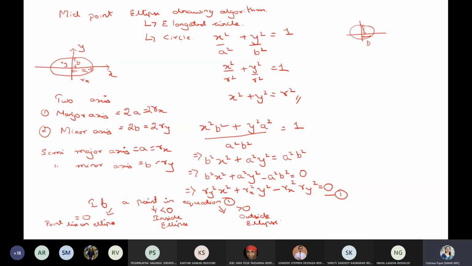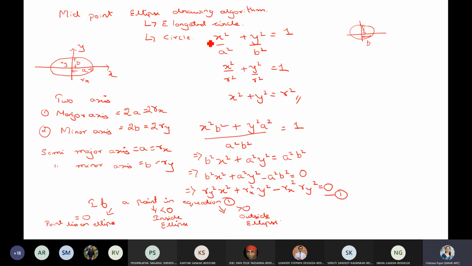I hope I'm audible. So last class we started with the midpoint ellipse drawing algorithm, and we have discussed a few basics with respect to that. I started recording. So here we have mentioned that it is similar to a circle, but the difference is it is an elongated circle. So either you can have the x-axis as a major axis and y as a minor axis, or the other way around, maybe y is a major axis and x is your minor axis.